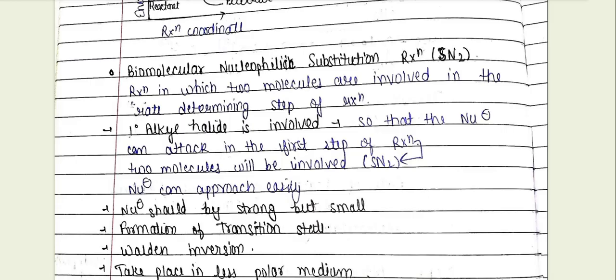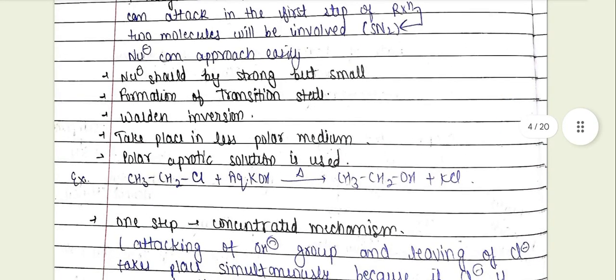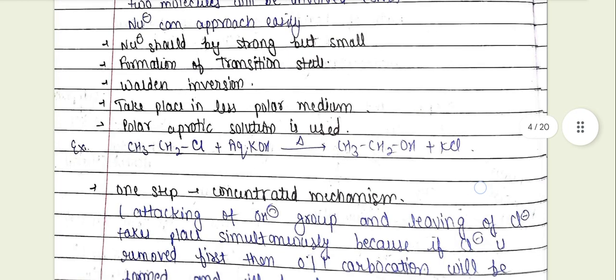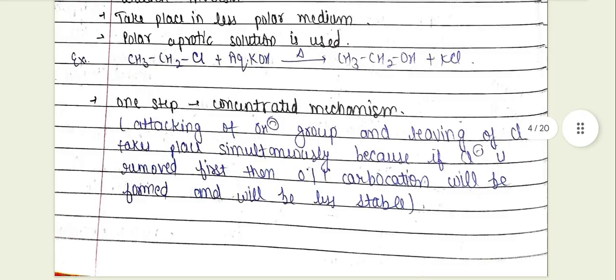Two molecules will be involved in the SN2 reaction. The nucleophile can approach easily. The nucleophile should be strong but small. Formation of a transition state takes place. Walden inversion takes place, in a less polar medium. A polar aprotic solvent is used. CH3CH2Cl plus aqueous KOH on heating will give rise to CH3CH2OH plus KCl. One step, concerted mechanism.